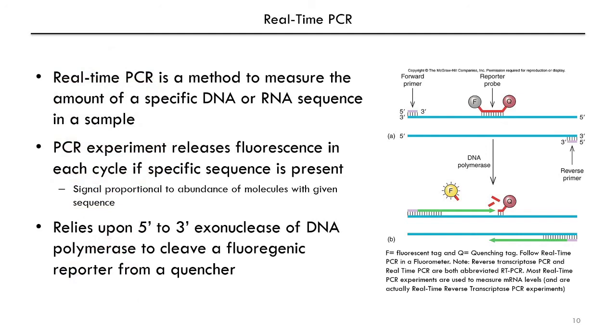You can also quantify RNA if you first reverse transcribe the RNA before carrying out PCR. This can be very useful in measuring levels of gene transcription. It can tell you accurately how actively a gene is being transcribed by measuring the amount of mRNA from a sample.